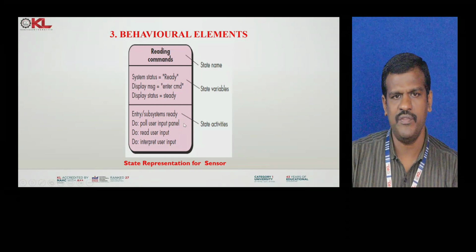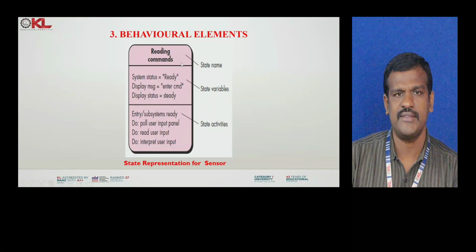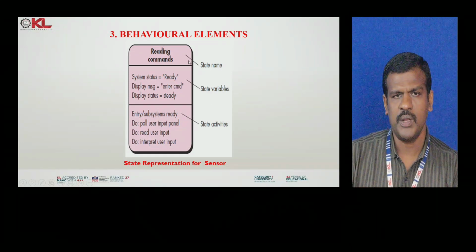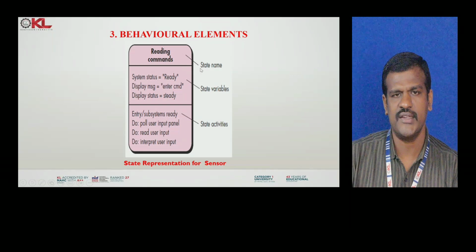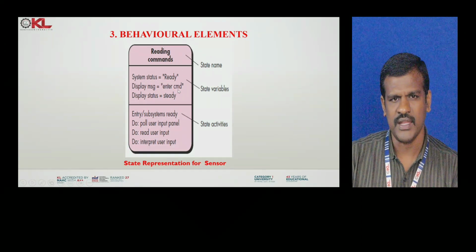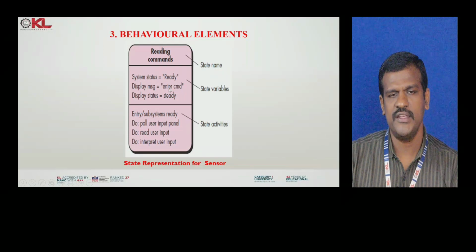In the previous slide we discussed the class diagram. Whenever we discuss the class diagram, class name, class variable and class methods are there. Here, to represent the behavioral element, we have to discuss the state name, that is, what the current state of the particular project is. So reading command is a state name. Then this is the state variable: system states equals ready, display message equals enter command, display states equals steady.